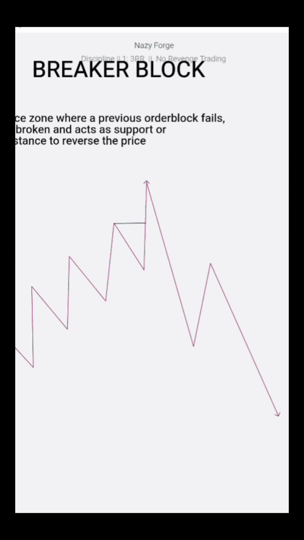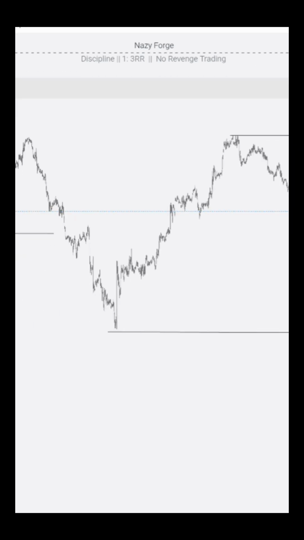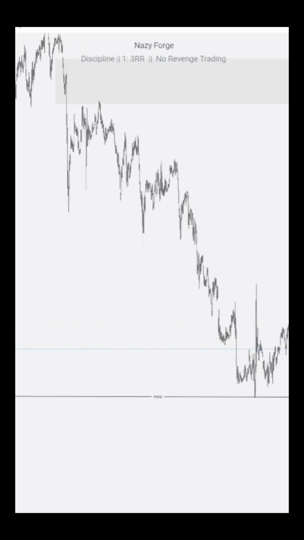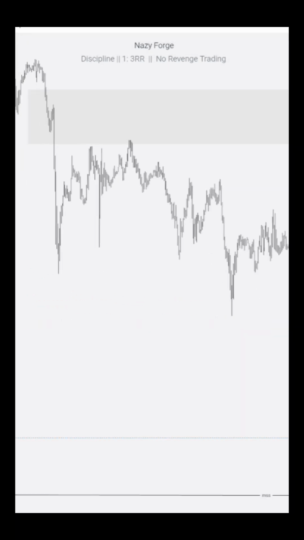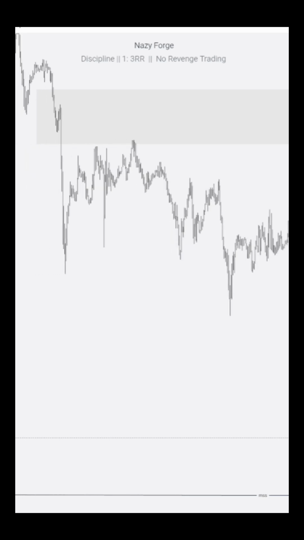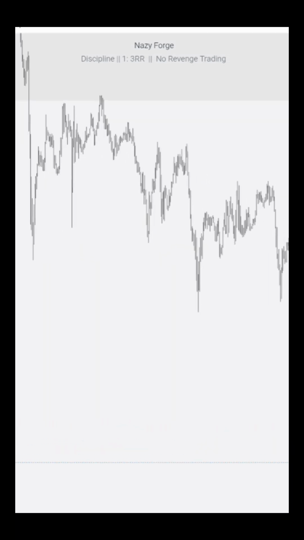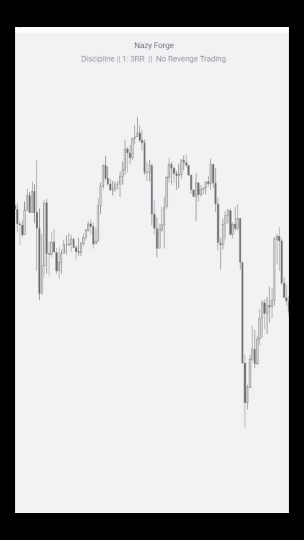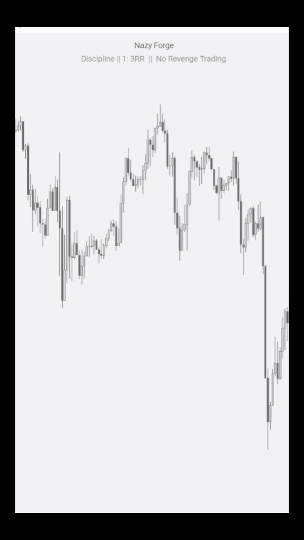So let's quickly move into the chart and see if we can find one or two breaker blocks so that you can understand it better. I believe with the three charts, it begins to make more sense. Let's look for any point where we can find a valid breaker block. Okay, here's one example, perfect example of a breaker block.